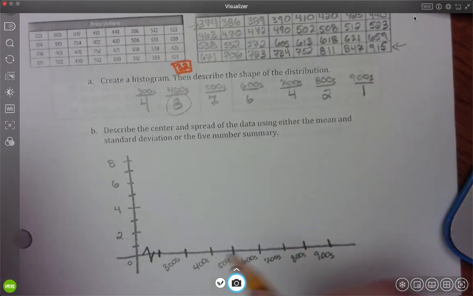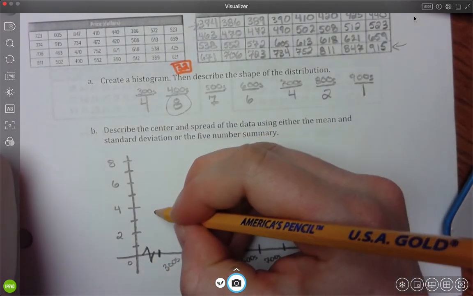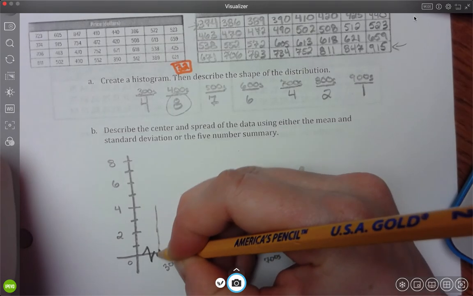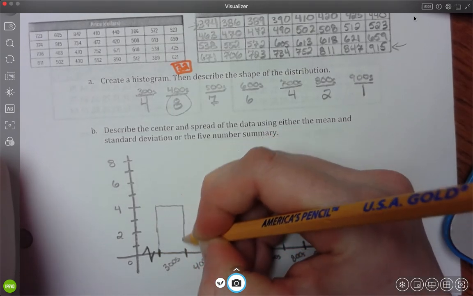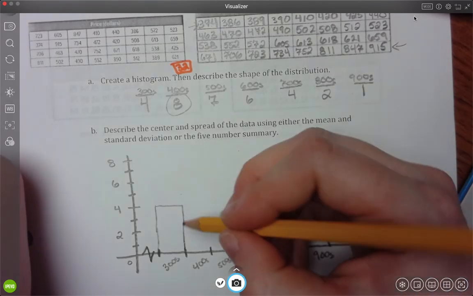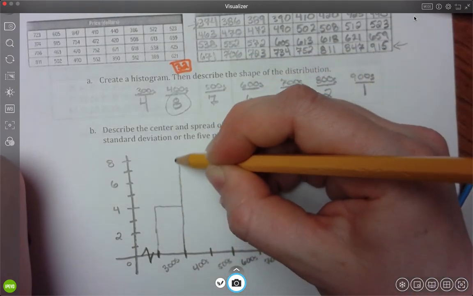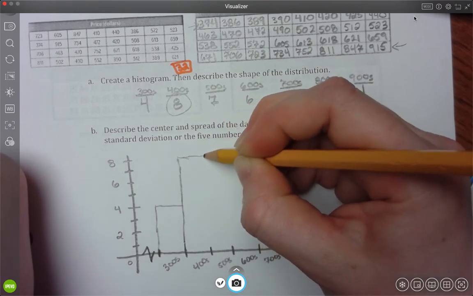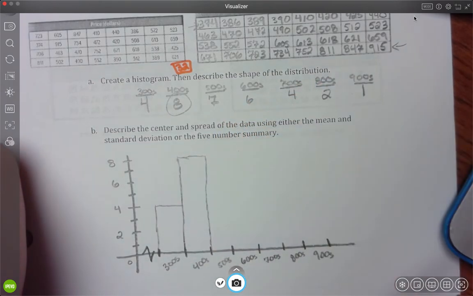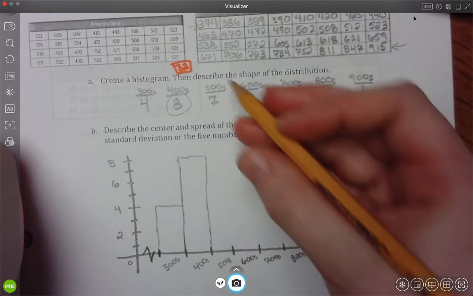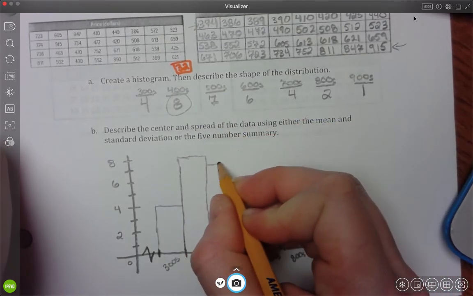Okay, so we're going to start with 300 is up at 4. Okay, so I'm going to draw my bar here for 300. That's 4 units tall. 400s is going to be 8 units tall, so it's really tall up here. Okay, all right, and there my bars are touching, so there we go. 500s, I have 7, just a little bit lower than that.